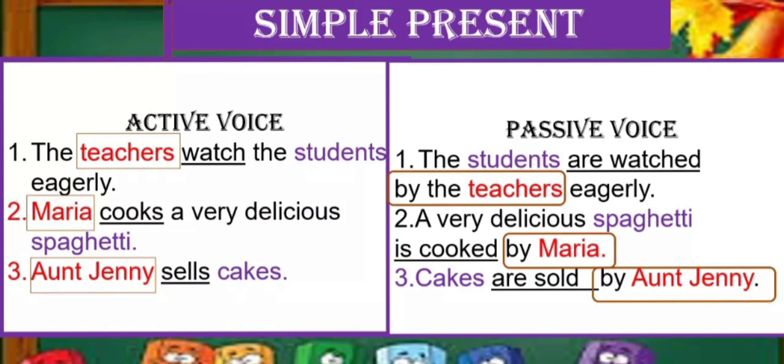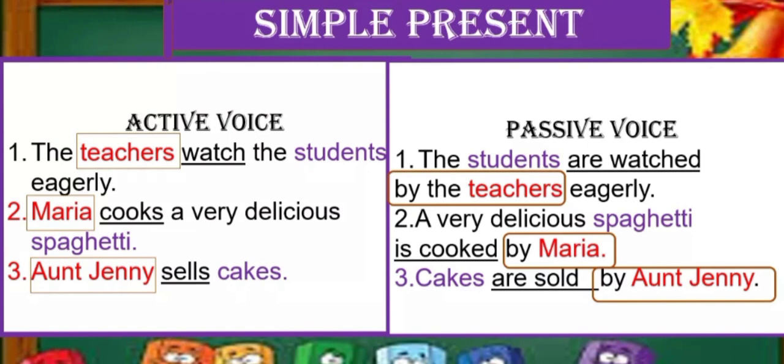And then watched. Why did we use watched? Because it is constant. In the passive voice, the main verb will always be in the past participle. And then, by the teachers. So the doer in the active now became the receiver, by the teachers. So in here, we use the by phrase and then by the teachers. So teachers, where did we get it? From the subject, it became the receiver of the action here. Okay? So the students are watched by the teachers eagerly.